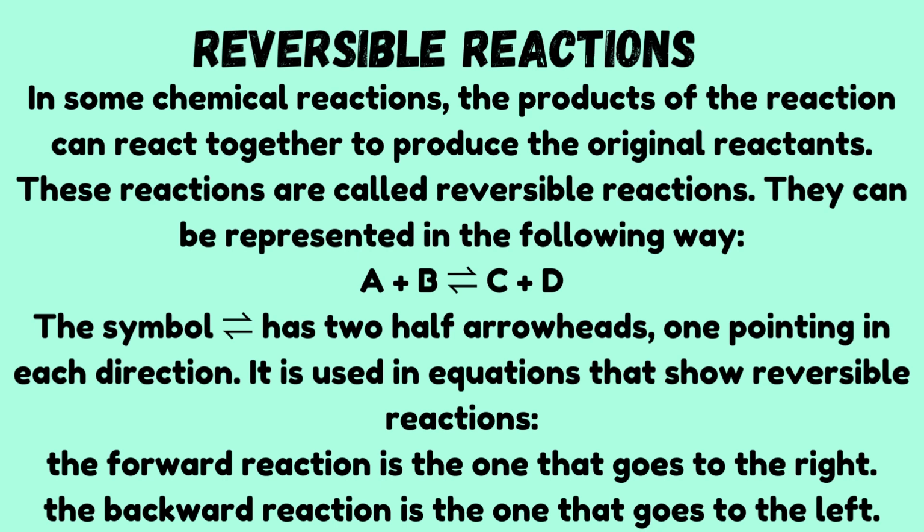You can see the reversible arrow here, A plus B, reversible arrow, C plus D. The reversible symbol has two half arrowheads, one pointing in each direction. It's used in equations that show reversible reactions. The forward reaction is the one that goes to the right, and the backward reaction is the one that goes to the left.